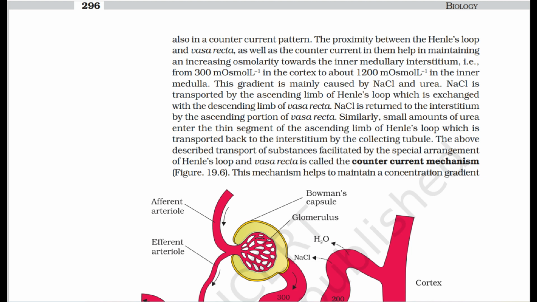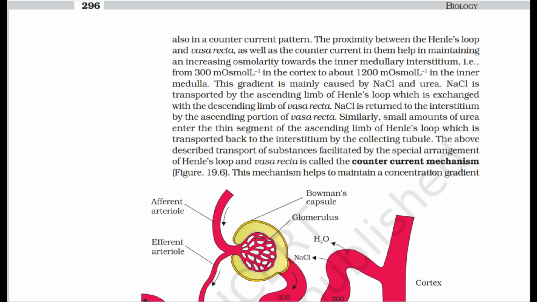This gradient is mainly caused by NaCl and urea. NaCl is transported by the ascending limb of Henle's loop, which is exchanged with the descending limb of vasa recta. NaCl is returned to the interstitium by the ascending portion of vasa recta. Similarly, small amounts of urea enter the thin segment of the ascending limb of Henle's loop, which is transported back to the interstitium by the collecting tubule.